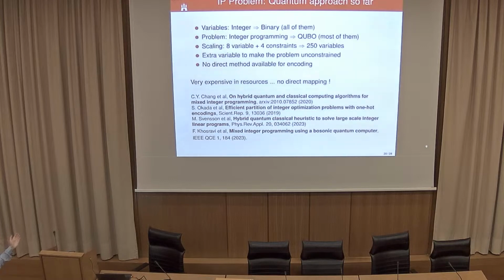If you have 8 variables and 4 constraints, you end up with this procedure already with 250 variables. Wait a minute. So that is quite ineffective. But that's what people have been doing largely in the quantum community for solving these kinds of problems. So there is no direct method available for encoding here. And it's very expensive in resources.